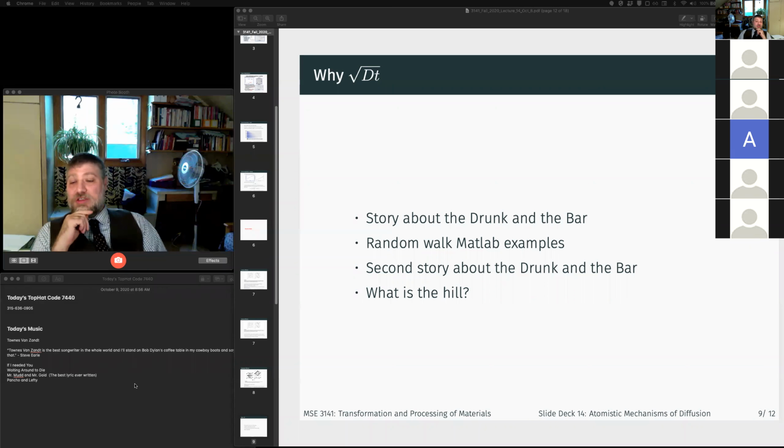Yeah, so most end up closer to the bar, right? If they're actually stumbling about at random, they're just as likely to go forward as they are backwards. So they end up on average closer. And we'll take a quick look at some MATLAB examples. Now, imagine that the bar is in San Francisco and it's on the side of a steep hill.